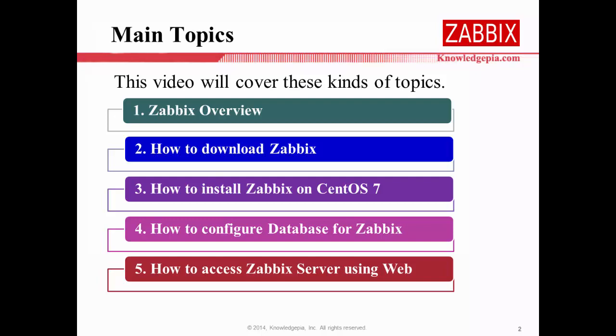To install Javix 2.4, I will use CentOS 7 as an operating system. Number 4, how to configure the database for Javix. To run Javix successfully, you have to configure a database. In this video, I will use MariaDB as the database for Javix.